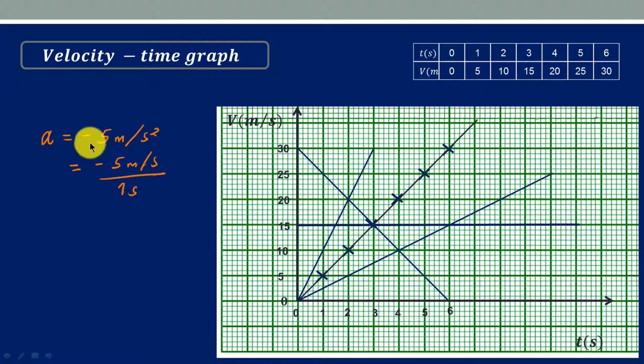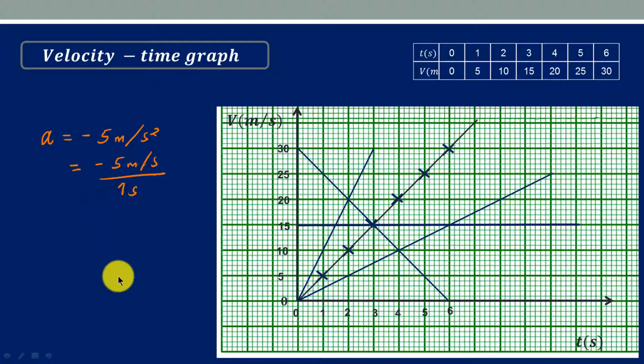When the acceleration of the object has a negative sign, we refer to it as deceleration. A deceleration. So the deceleration of this object is 5 meters per second squared.